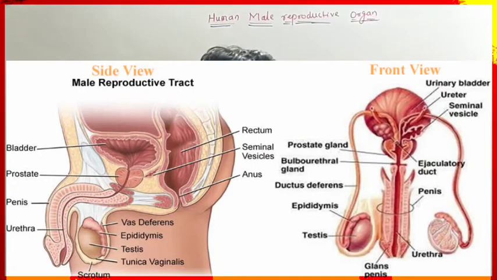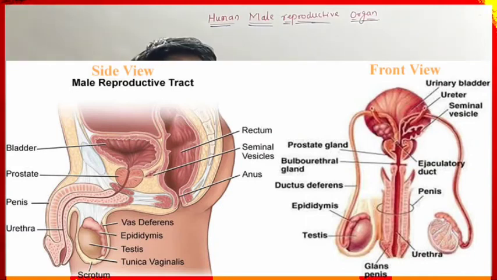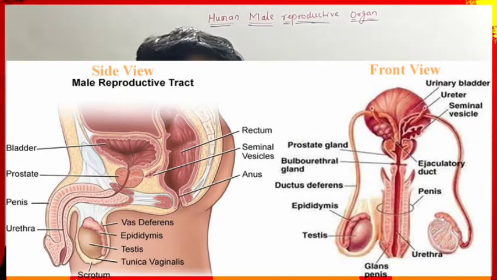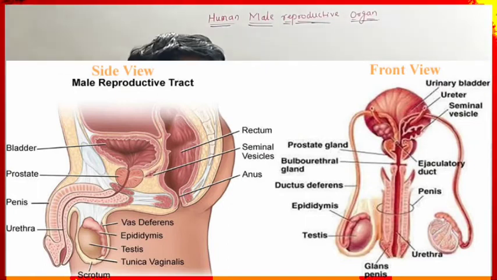Testes are present in the scrotum outside the abdominal cavity because, for the formation and maturity of the sperm cell, they need a lower temperature than the normal human body temperature. That means the sperm has to be developed at a lower temperature than the body temperature. That's why the testis is situated outside the body in a scrotum, just beneath the abdominal cavity.